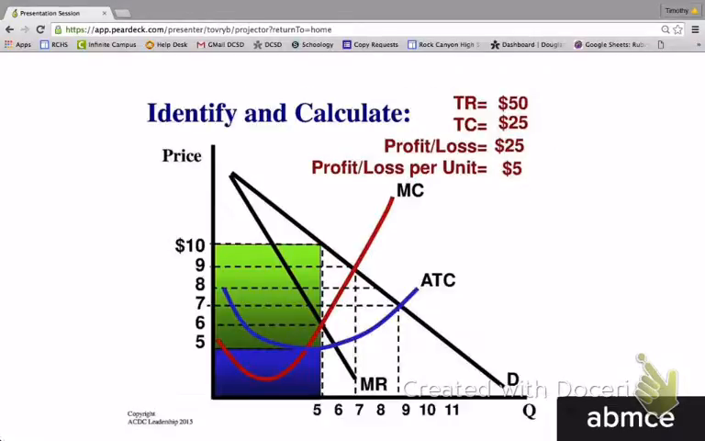Now, see if you can identify and calculate these quantities here. Total revenue, total cost, profit and loss, and profit and loss per unit.